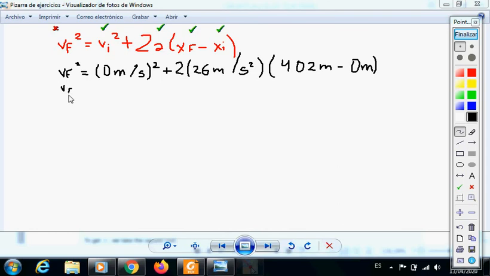So, we start calculating. And then we have 0 squared, it's 0. We also raise the letters to the power, square meters per square seconds.